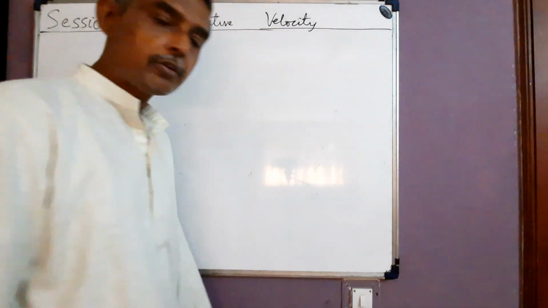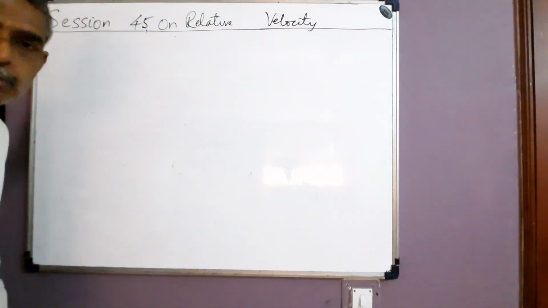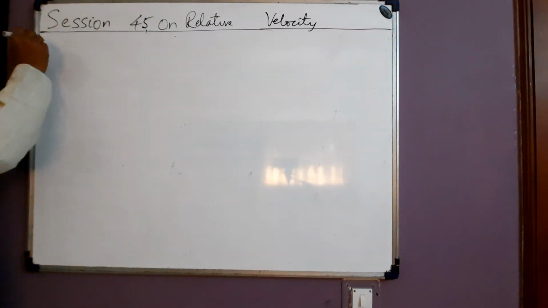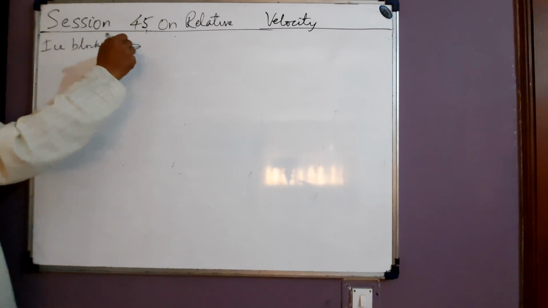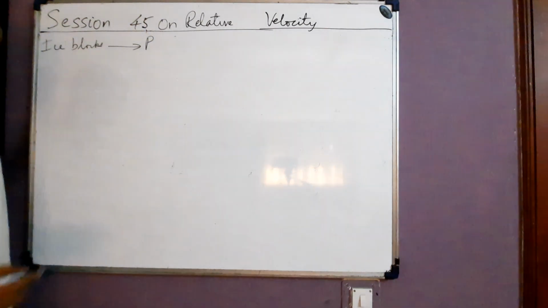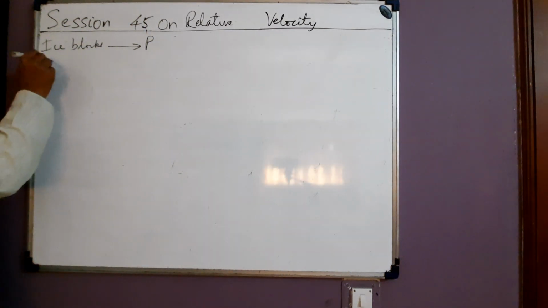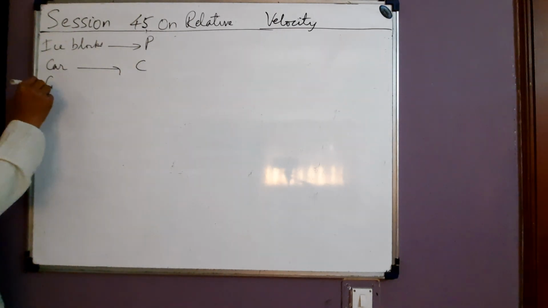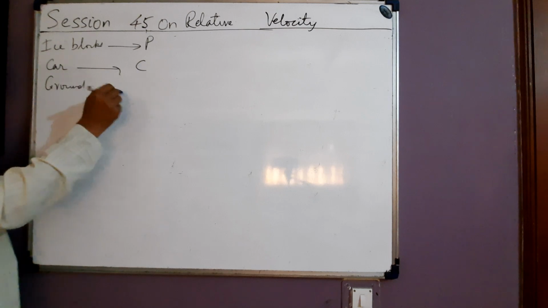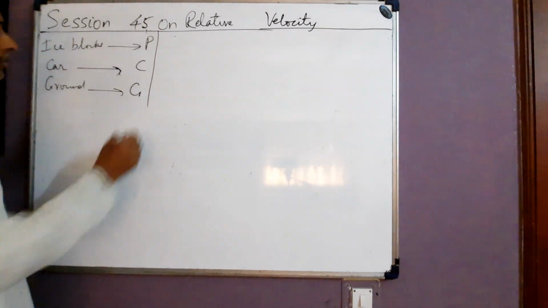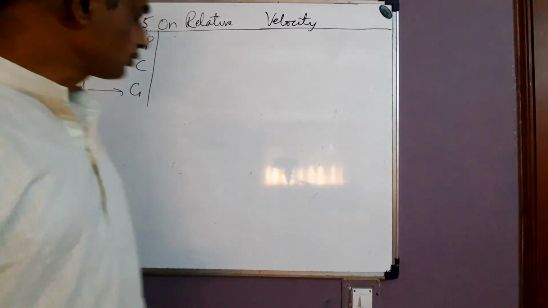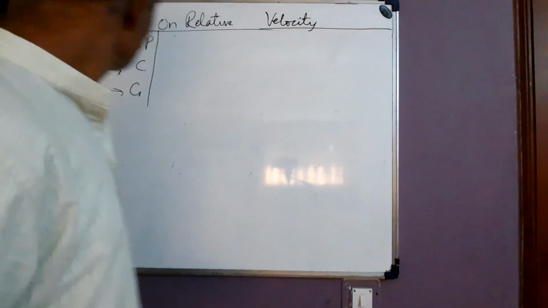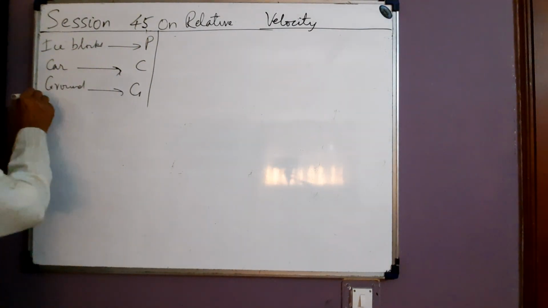So now what I'll do, first I'll identify the frames and object. So the object under consideration is simply the ice blocks, which is denoted by say P. For intermediate frame we have the car frame, which is denoted by C. For frame F we have the ground frame, denoted by G. Okay, fine.